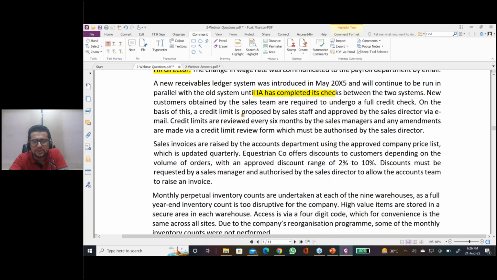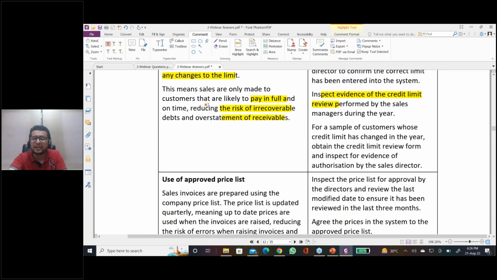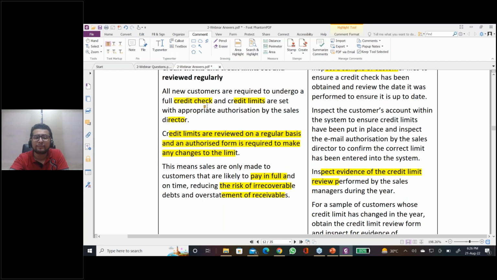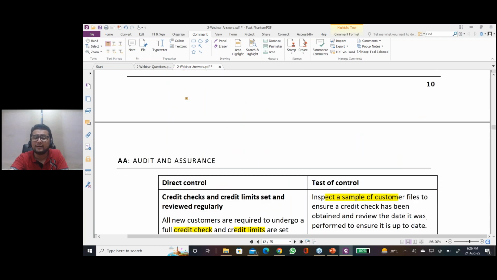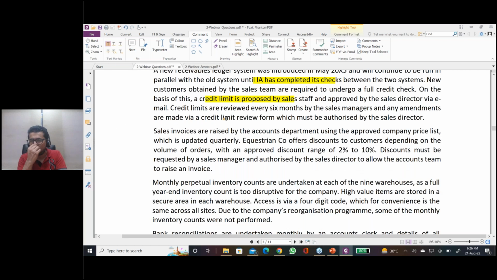So this was credit limit. That was the third key control. Credit limits are reviewed every 6 months by the sales manager, and any amendments are made via a credit limit review form, which must be authorized by the sales director. So that's another key control, that the credit limits are regularly reviewed by the sales team, and if they require any kind of amendment, they perform the amendment. So this is one combined control.